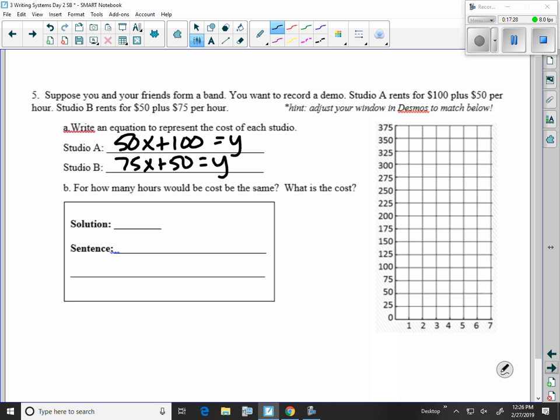Okay, do you agree with my equation? Yes. Okay, go ahead and graph both of them on that coordinate plane. You should see an intersection.